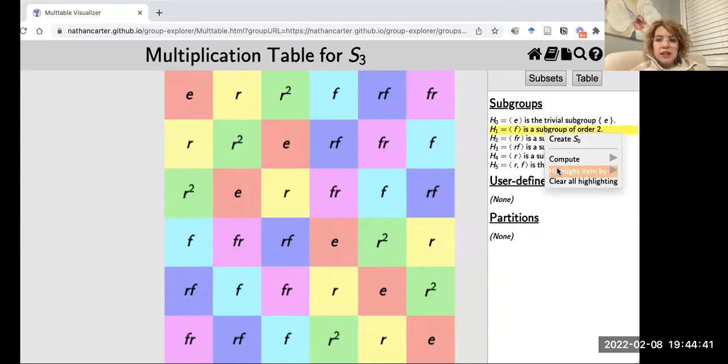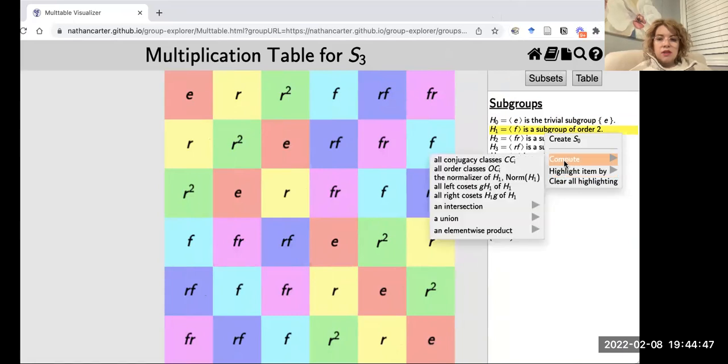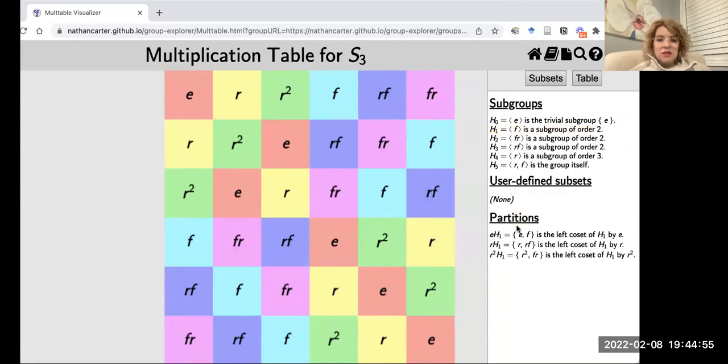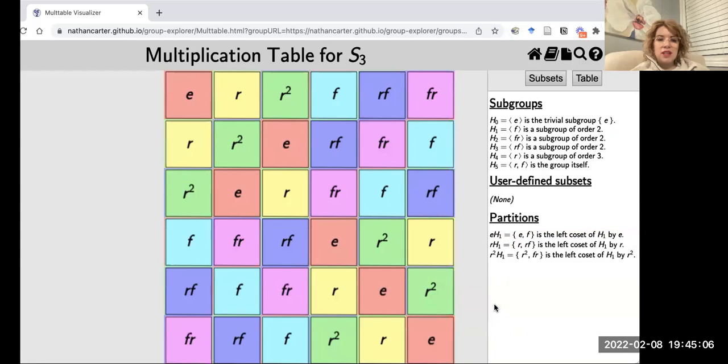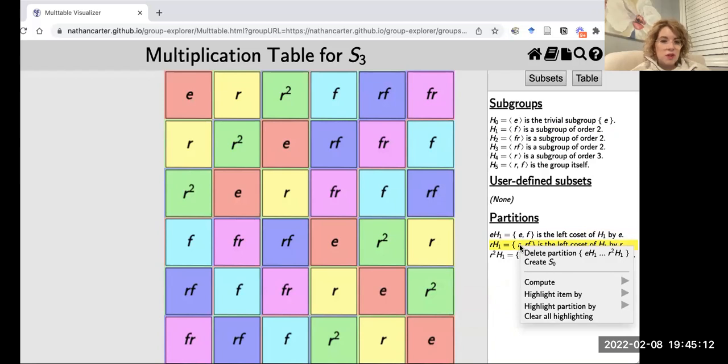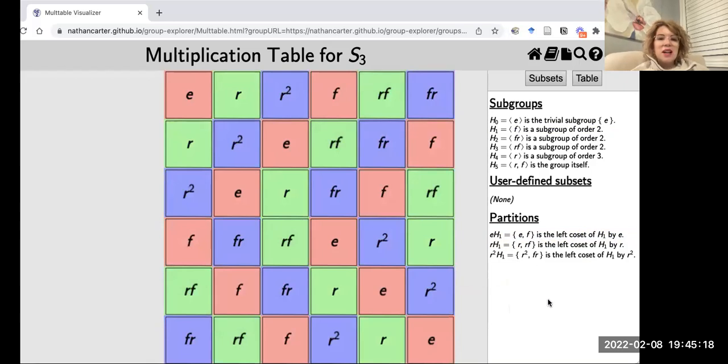I can highlight. Here we go. I want to compute the left cosets again. That can allow me to do that. And then I can right click here and highlight the partition. So I'm going to highlight it maybe by the border this time. Okay, no, that did not work very well. Let's not highlight it by the border, let's use the background. Okay, so here we have things that are in different partitions highlighted different colors.